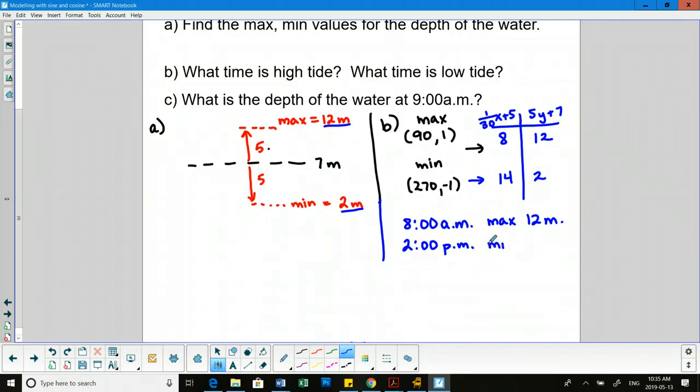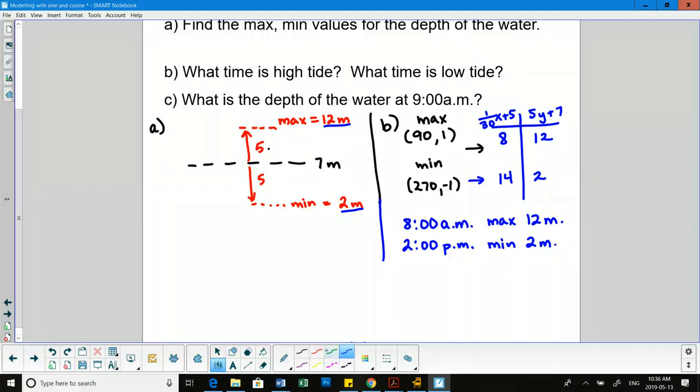It has our min tide height of 2 meters. Now we need to make sure, this seems like it's pretty early on in the day, that our period does not allow for extra times of high and low tide to be hit in one single day.